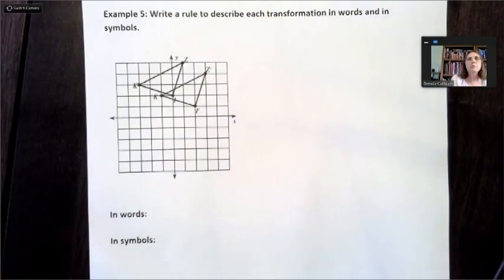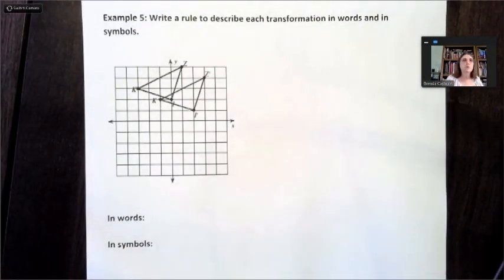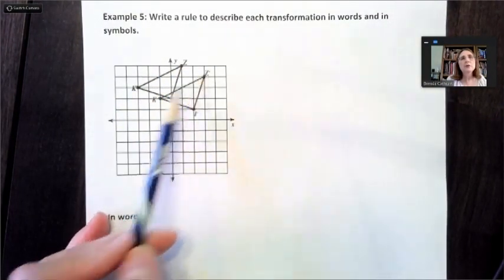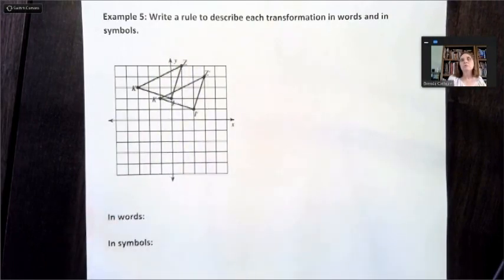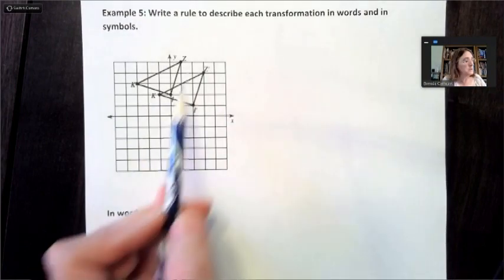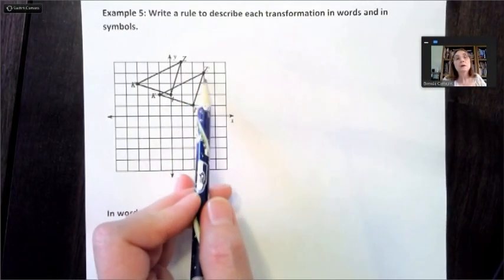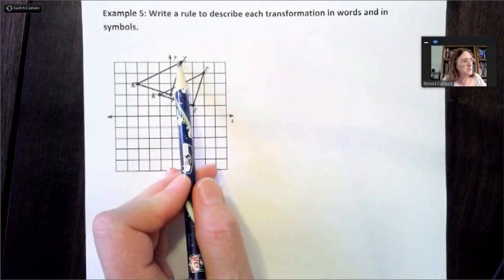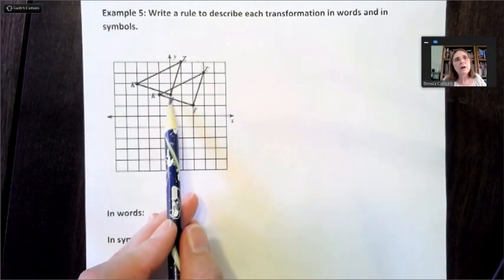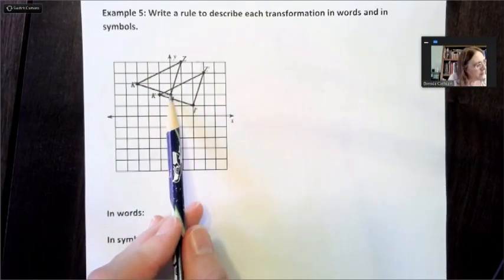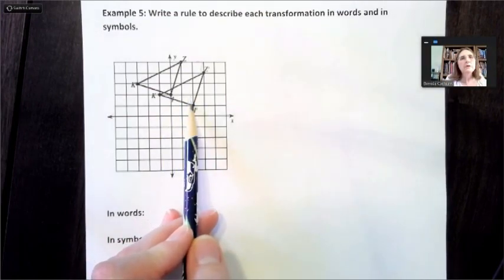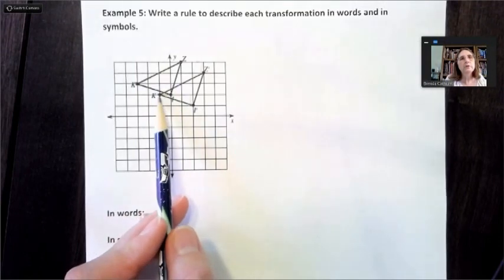Okay, one last example. In this example, we're going to go the other direction. We have here a graph and its image, and we want to describe that transformation in words and in symbols. So in this case, we see our original point Z moves to Z prime, and we can see that it's moved to the right 2 and down 1. Let's check to see if point I does that same thing. To the right 2 and down 1, and K also to the right 2 and down 1.